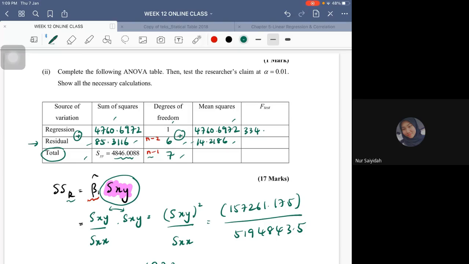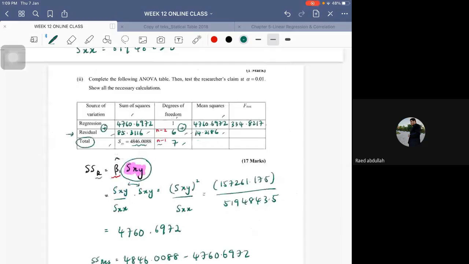334 point. So what are the decimal places at the back? This value is slightly different from my calculation, so it's not going to be the same. Can anyone tell me what are the decimal places at the back based on the value that we use here? 8217. Okay. Right, so that is going to be our F-test value. It's going to equal 334.8217. Okay, so that is going to be our ANOVA table.